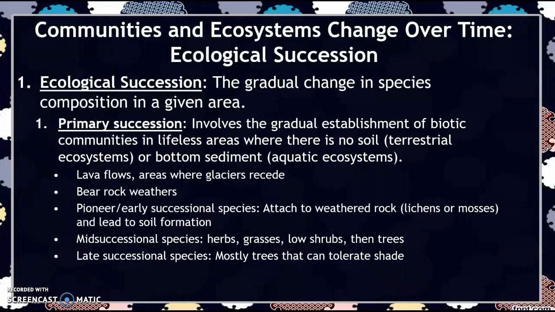The first thing that's going to happen is we have pioneer or early successional species that come in. These include things like lichens and mosses that are going to attach to this weathered rock and lead to soil formation. It gets in there, it breaks up the rock and basically weathers it away to our soil. Once we actually have some soil established, our mid-successional species are going to come in. So these are things like herbs, grasses, low shrubs, and then eventually some larger trees. They actually have a soil to take root in, so they are going to come next. Finally, we have late successional species, which are mostly our larger trees and organisms that can tolerate shade.